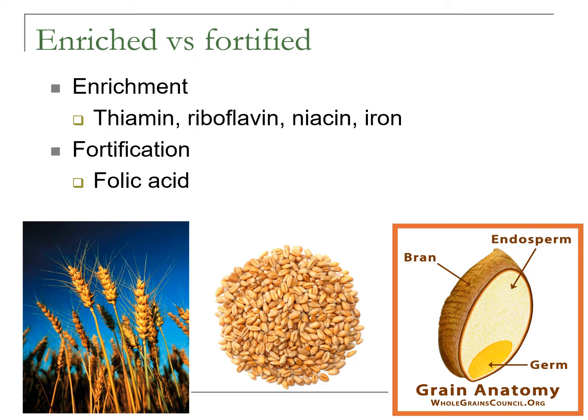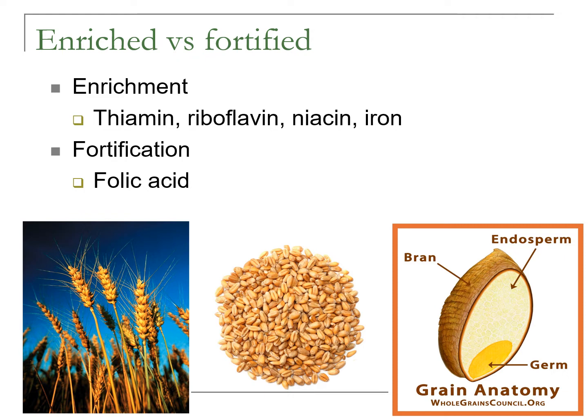Refined grains just contain the endosperm, and sometimes you'll see that on the food label as an enriched white flour. That should tell you that the product just has the endosperm. The problem with this is that refined grains, such as the enriched white flour, don't have the nutrients that are found within the bran and the germ. So it's important, one, that we consume whole grain products, or two, we look for products that have been enriched.